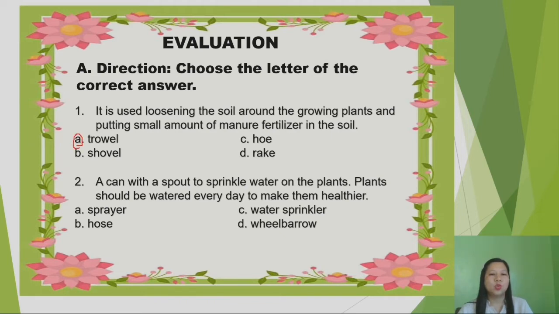Number 2. A can with a spout to sprinkle water on the plants. Plants should be watered every day to make them healthier. A. Sprayer. B. Hose. C. Water sprinkler. D. Wheelbarrow. If your answer is letter C, very good.